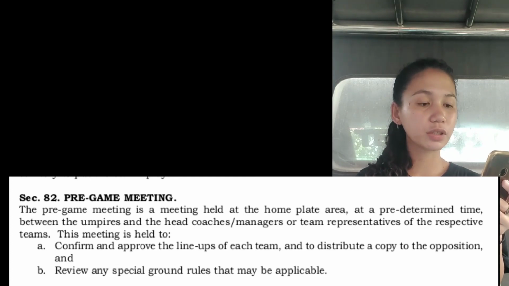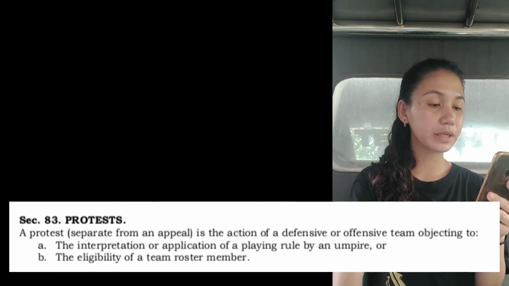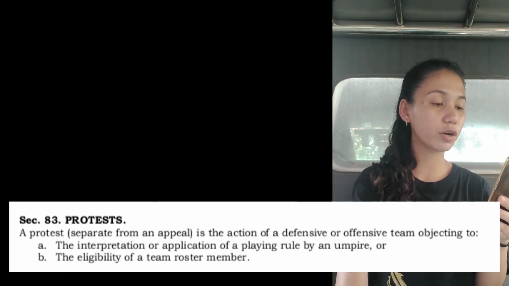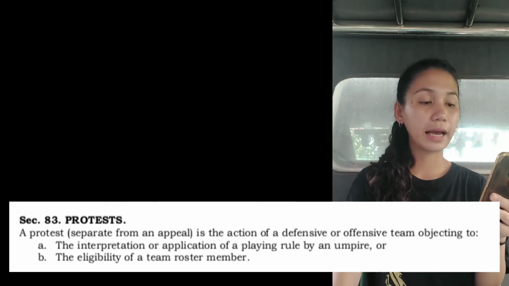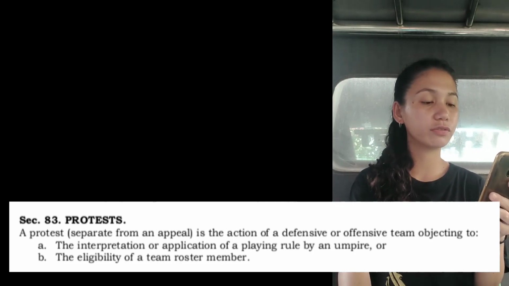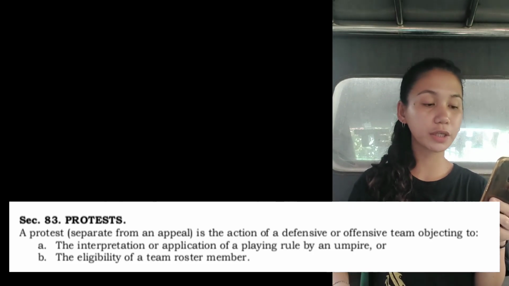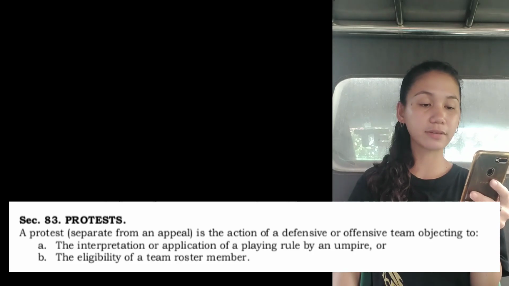Let's move on to section 83, the protest. A protest, separate from an appeal, is the action of a defensive or offensive team objecting to A, the interpretation or application of a playing rule by an umpire, or B, the eligibility of a team roster member. So that is section 83, the protest.